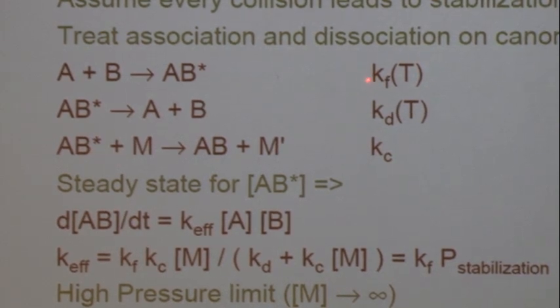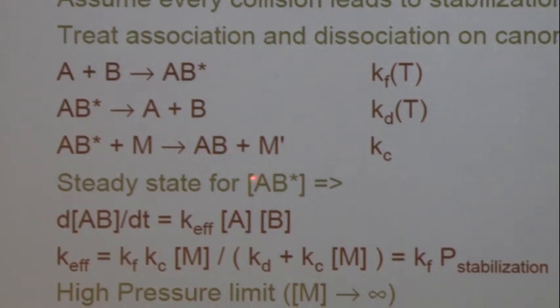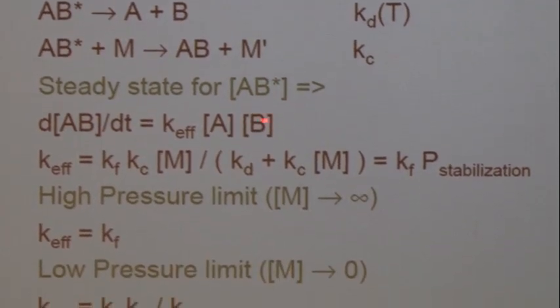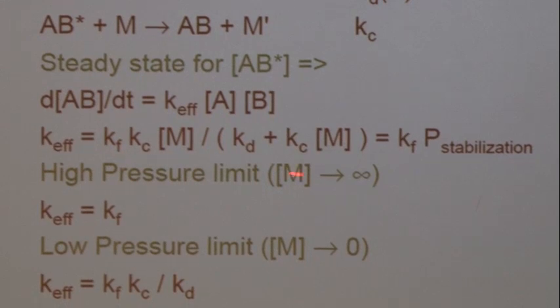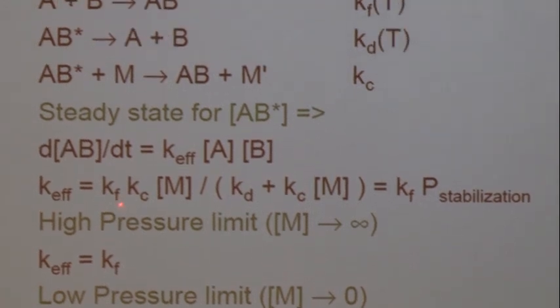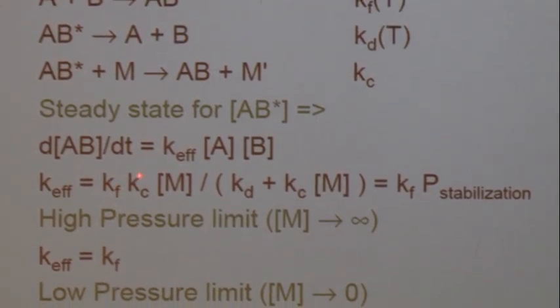But then what they do is kind of goofy. They said K forward is a function of temperature. That sort of makes sense, because these are both thermalized. But this one is not thermalized, and they still have it as a function of temperature. So something's a little strange about this whole treatment, but that's what they wrote back in their paper, I think in the 1930s or 1940s. Then they did a steady state approximation, quasi-steady state for AB star. You say AB star is about 0, and you get this formula: K forward, K collisional over K decomposition plus K collisional.